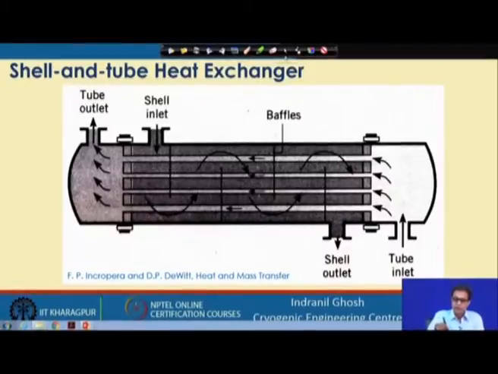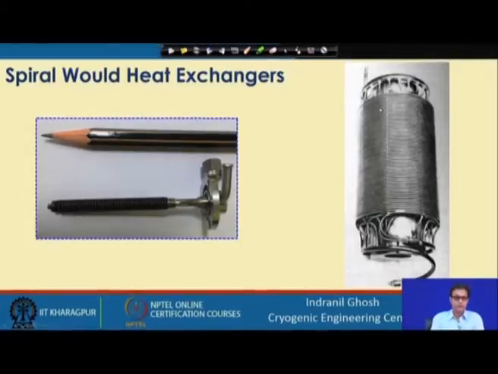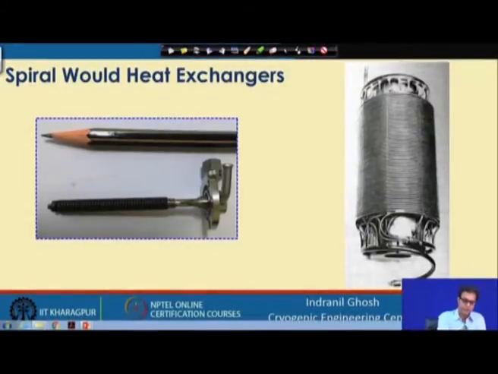So, now we will try to move to the third one. This is a spiral wound heat exchanger. You can look into the size of this particular exchanger. It is not larger than just a fingertip or a small finger, and this kind of exchanger is in use particularly in cryogenics. Both these examples have been taken from cryogenics.